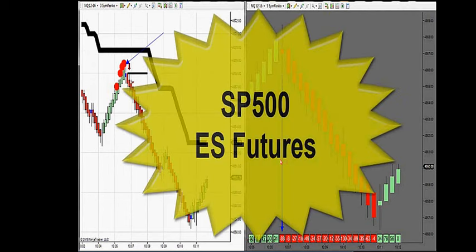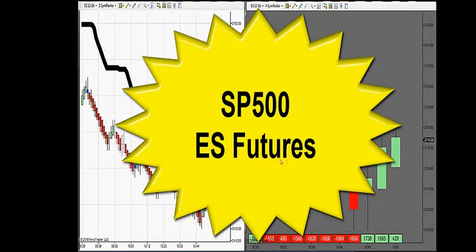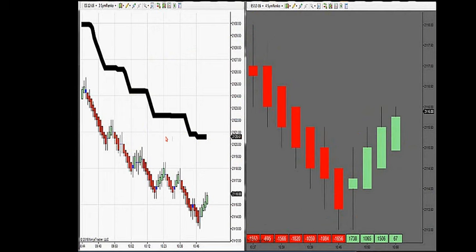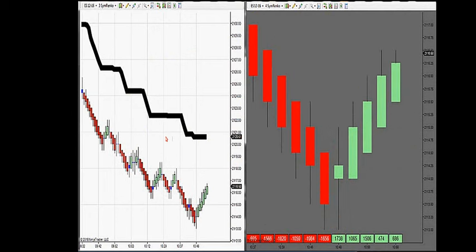S&P 500 futures, let's check it out. Here we go. S&P 500. We were in a downtrend on my trend filter. I'm below my volatility line. I need a sell retracement. Show me retracement, and we're looking for market delta. All right, we're waiting for a red pip dot.